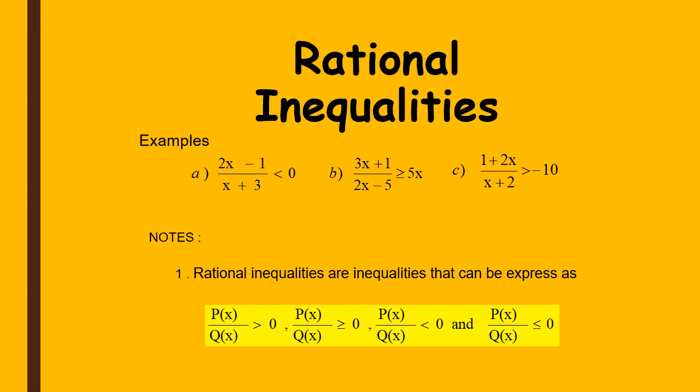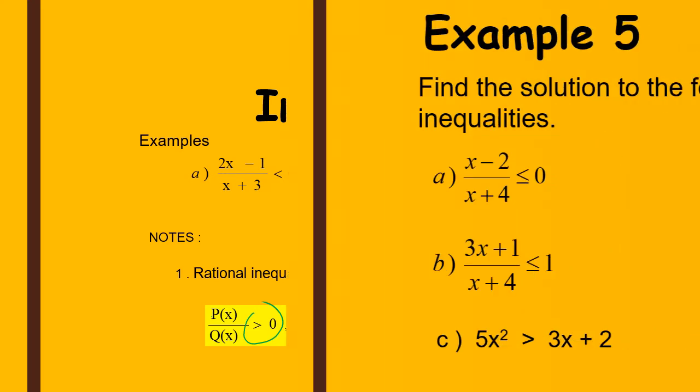So this one is the same. For everything, it is a P over Q, but it can be more than 0, more than or equal to 0, less than 0, or less than or equal to 0. So we use all the signs.